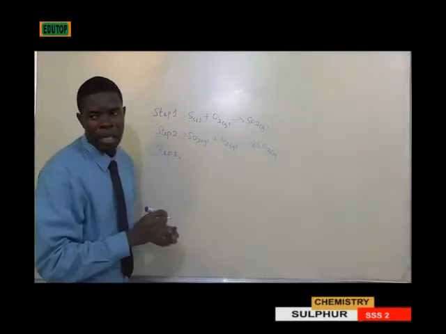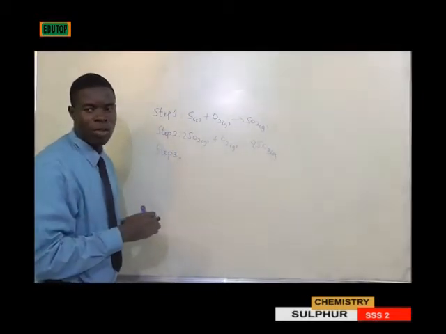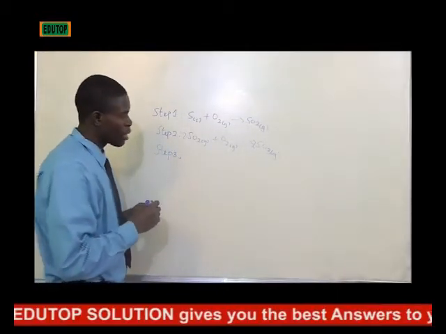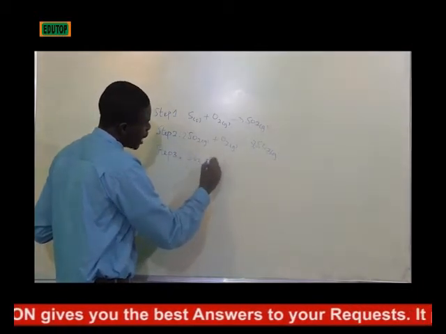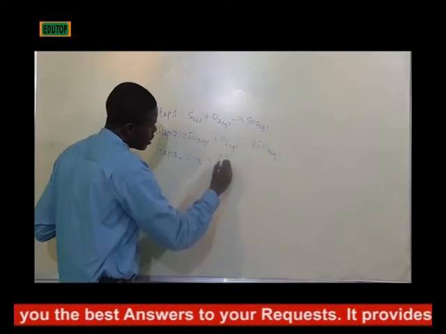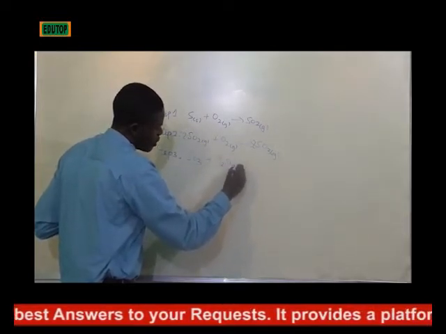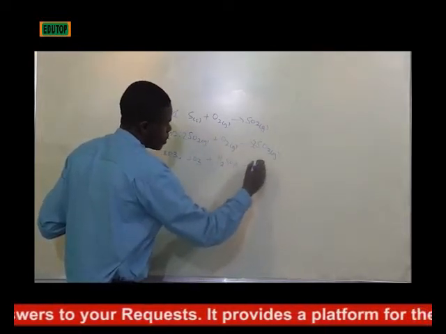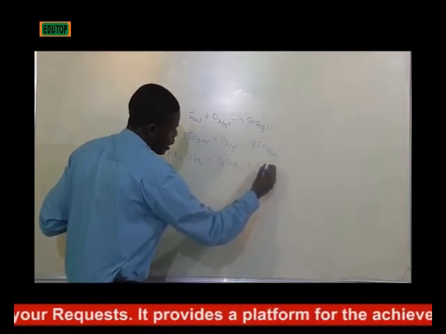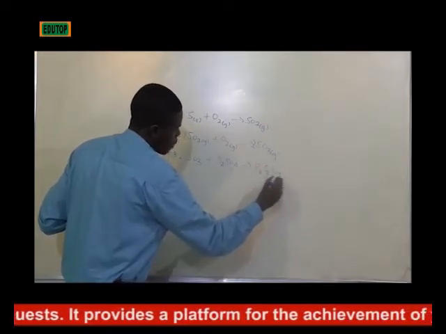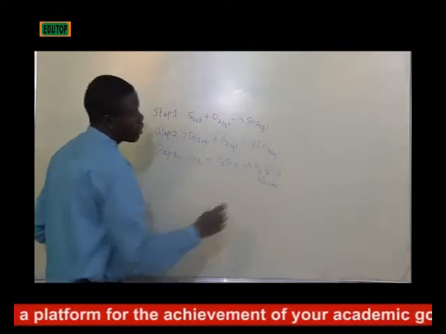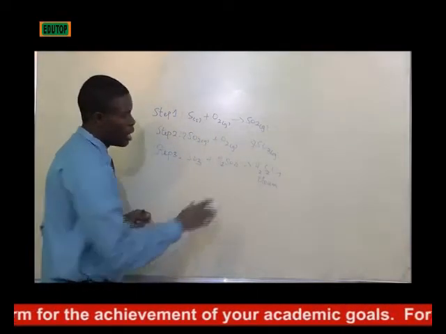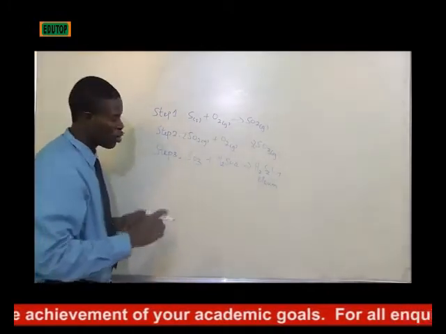In step 3, sulfur(VI) oxide reacts with concentrated tetraoxosulfate(VI) acid. This is sulfur(VI) oxide reacting with concentrated tetraoxosulfate(VI) acid to form oleum. This is H2S2O7, known as oleum. And this is another important compound in inorganic chemistry.